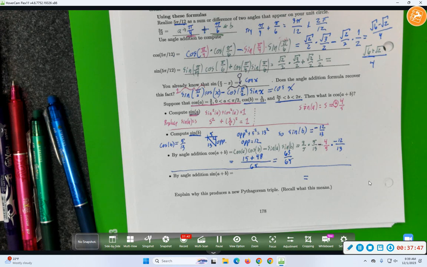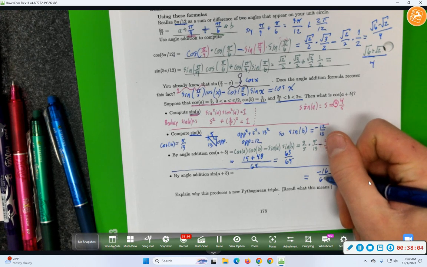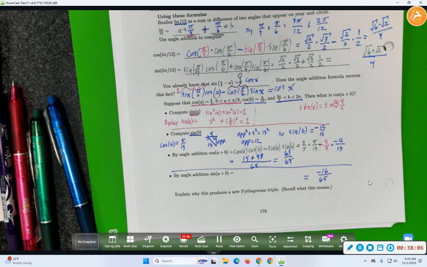Cool, so I'm obviously not doing it myself. So, once you have an answer, and maybe you compared it with people around you, I get negative 16 over 65. Do I hear a second?